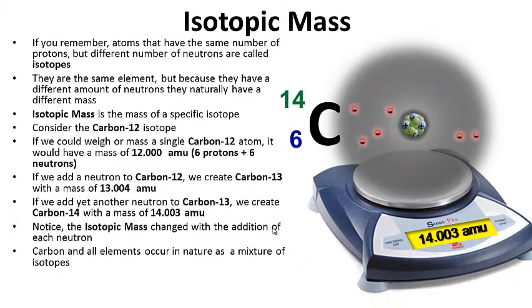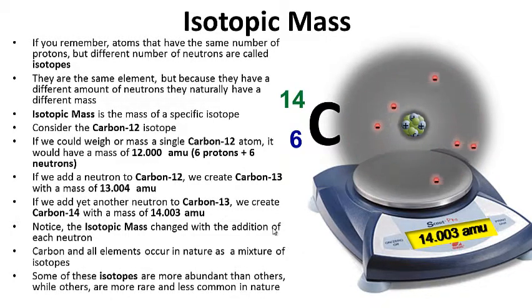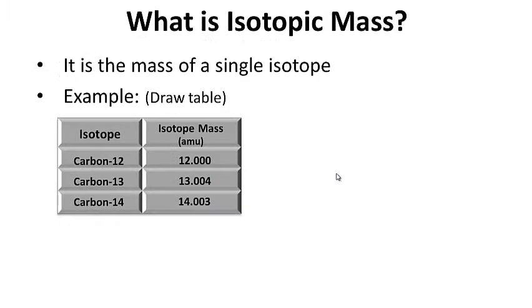Carbon and all elements occur in nature as a mixture of isotopes. Some of these isotopes are more abundant than others, while others, like carbon-14, are very rare and less common in nature. So, for your notes, what is isotopic mass? Okay, question on the left-hand side, answer on the right-hand side. Go ahead and pause this while you write. I'm going to move on here.